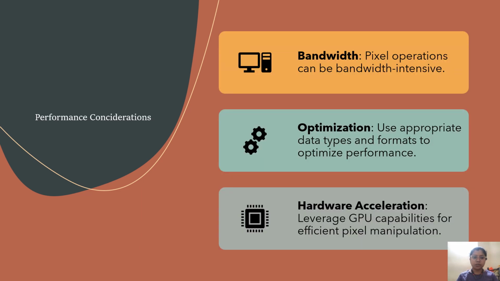Now let's see the performance considerations of using OpenGL Pixel Array Functions. Initially, bandwidth: pixel operations can be bandwidth intensive, so use appropriate data types and formats to optimize performance. Next, hardware acceleration: it leverages the GPU capabilities for efficient pixel manipulations.